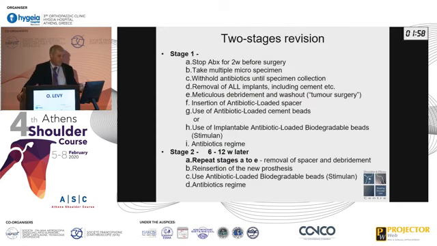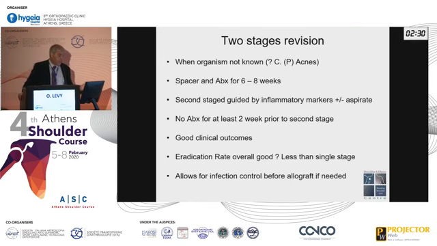A two-stage, the first stage, you remove everything, clean everything, put an antibiotic-loaded spacer, a cement spacer, and use these antibiotic beads as well. And second stage, 6 to 12 weeks later, you repeat all the steps of stage 1, clean everything, remove everything, and if you're happy with that, you insert a new prosthesis with all these biodegradable beads with antibiotics. And if the organism is not known, unless you suspect P. acnes, you better do a two-stage procedure, as we said.